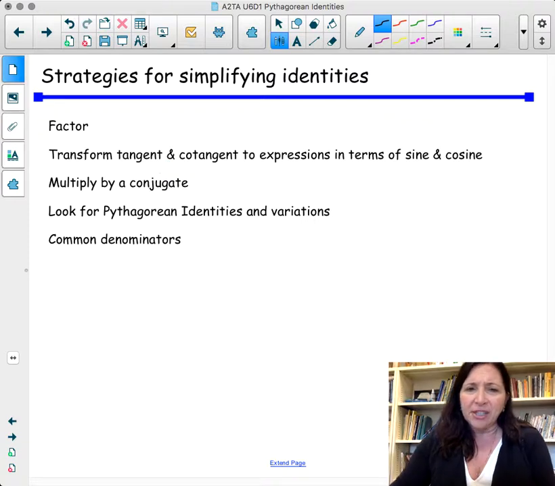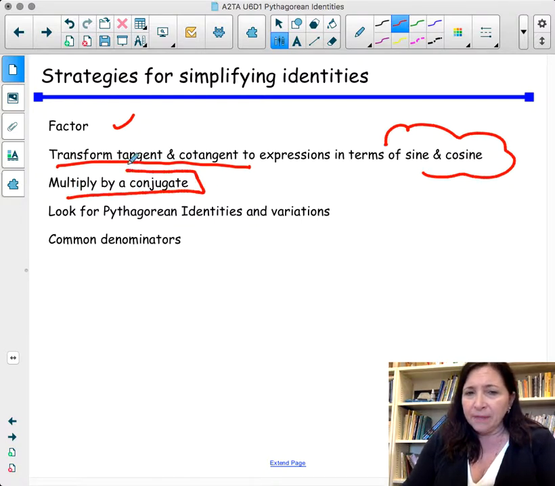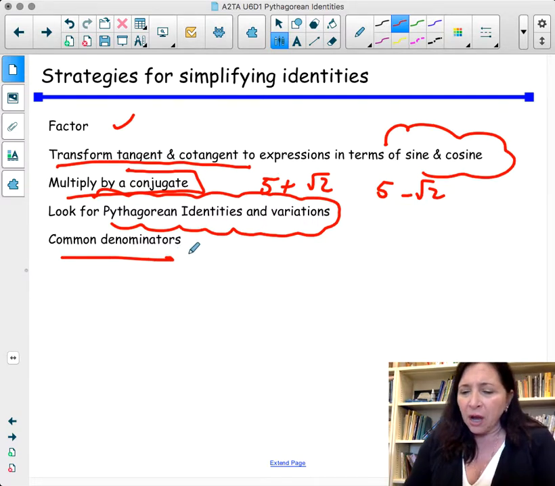So a couple of strategies for simplifying identities. Always try to factor. Transform tangent and cotangent into terms of sine and cosine. You can always try to multiply by the conjugate. Remember what a conjugate is. If I had, let's say, 5 plus the square root of 2, the conjugate would be 5 minus the square root of 2, etc. Always look for Pythagorean identities and their variations. Always try to find common denominators. So these are strategies that you can use when you're simplifying identities or proving identities.